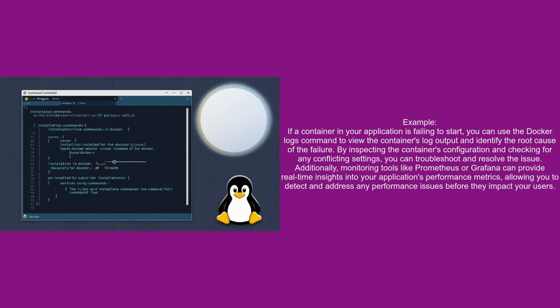So, let's say you're having trouble getting a container to start in your application. No worries. Just use the Docker logs command to check out what's going on behind the scenes. This will help you figure out why the container isn't cooperating. Take a peek at the container's setup and make sure everything is in order. Sometimes conflicting settings can cause issues. And hey, don't forget about monitoring tools like Prometheus or Grafana. They can give you real-time data on how your application is performing, so you can catch any problems before they become a big deal for your users.